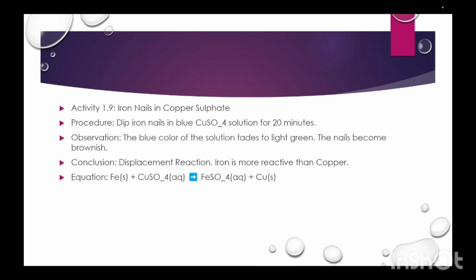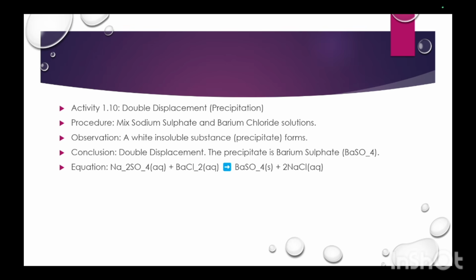The equation we can see: Fe plus CuSO4 is going to form FeSO4 plus copper. Correct. In the next slide we will see double displacement, that is the precipitation.